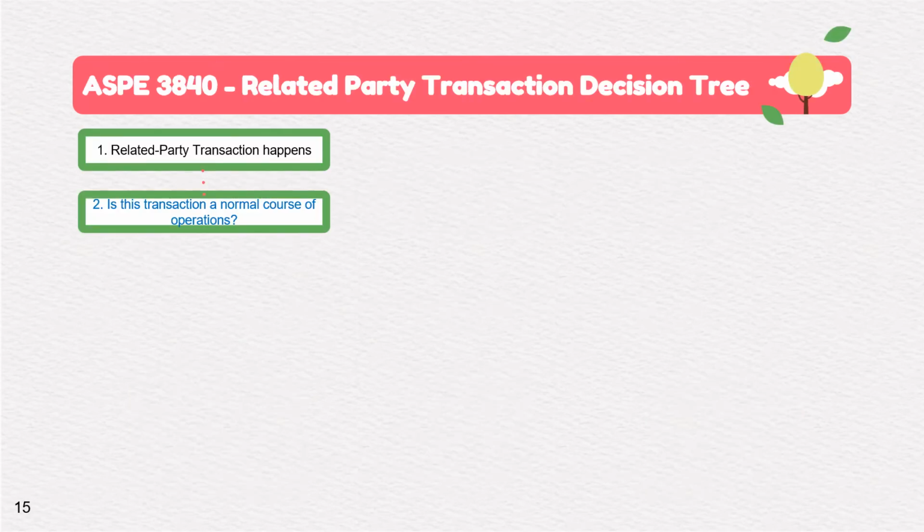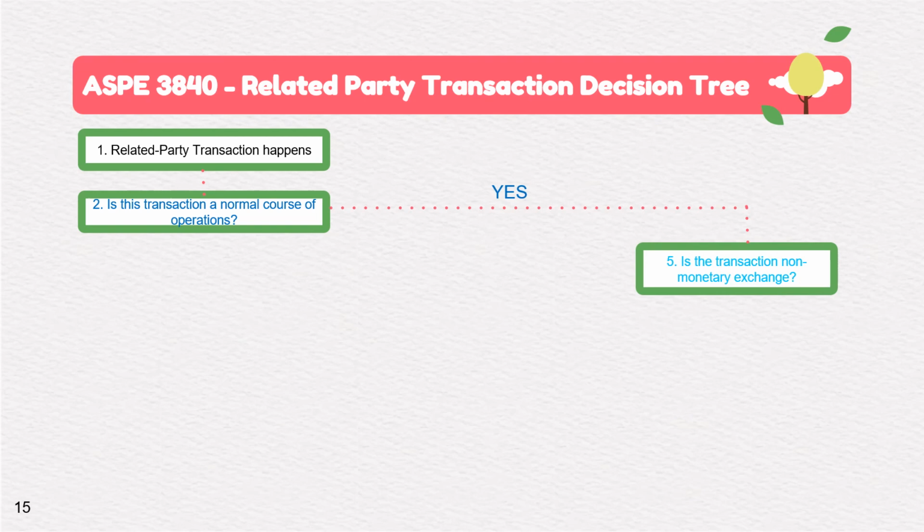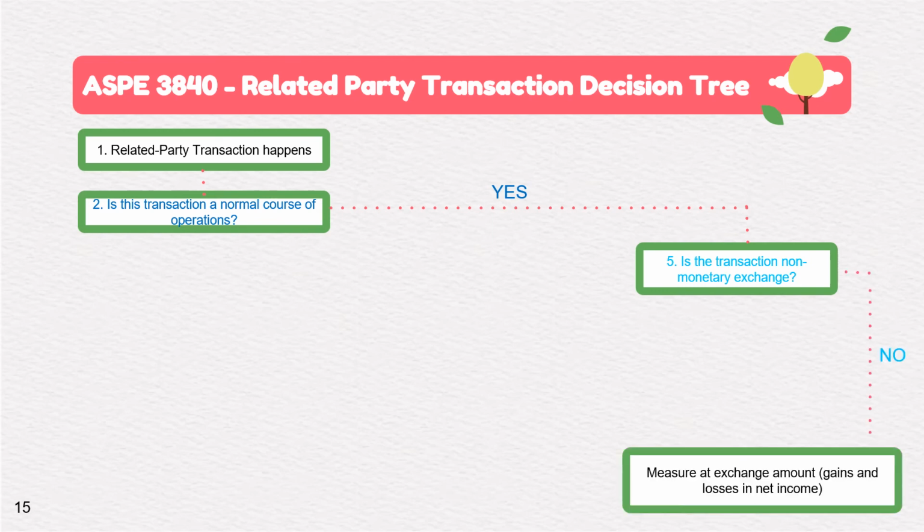If we go back to our related parties transaction decision tree, we're going to first notice that, of course, it's a related party transaction because they're all owned by the same owner. We're going to ask, is this transaction a normal course of operations? Yes, because Buildings Limited is in the business of selling buildings, and they did sell a building to Events. So then we ask ourselves, is this transaction a non-monetary exchange? No, because they're getting paid, right? There's actually cash value to this transaction. So therefore, we must measure this at the exchange amount, and gains and losses will go into net income.